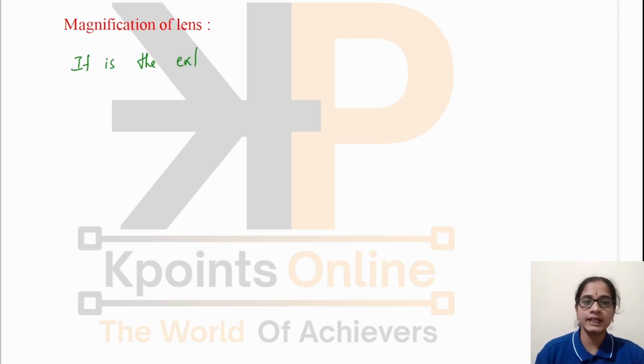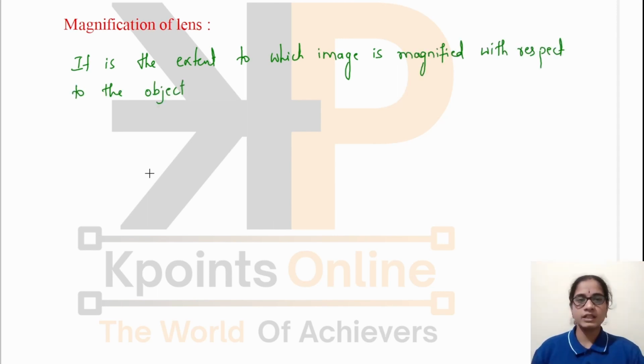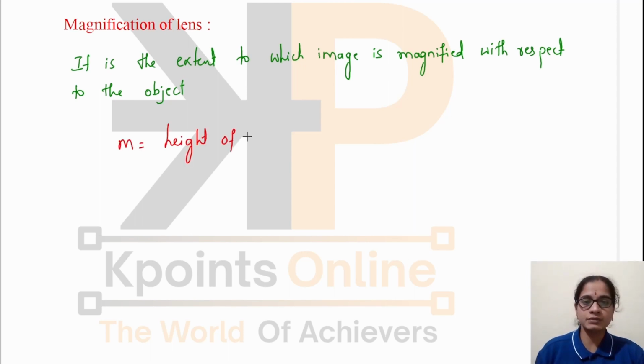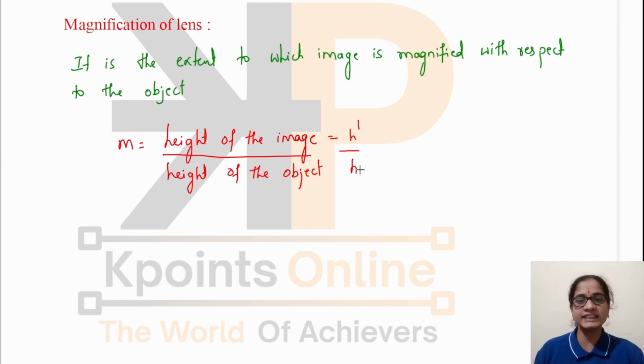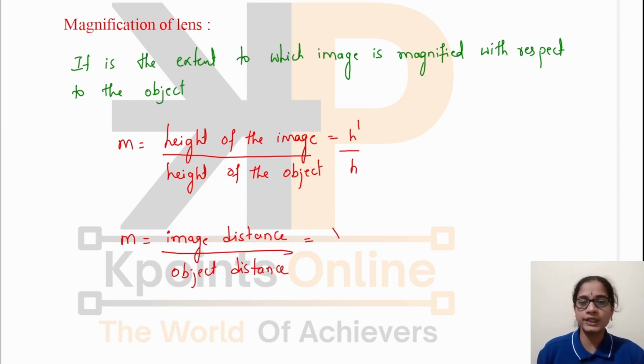It is the extent to which image is magnified with respect to the object. And it is given by M is equal to height of the image, that is H dash, by height of the object. H dash is the height of the image, H is the height of the object. And this magnification is also related to the image and object distance. So, it is V upon U. So in order to calculate the magnification of lens, we have to use these two formulae.